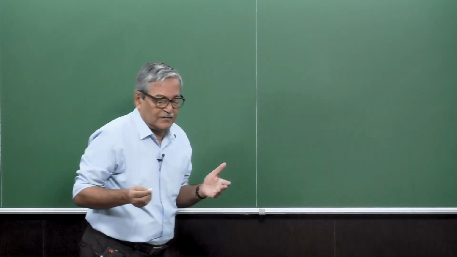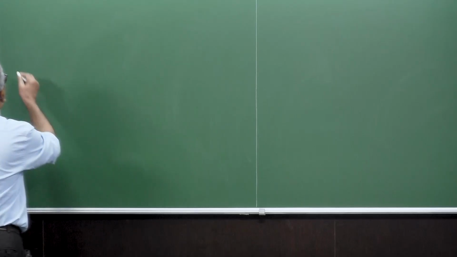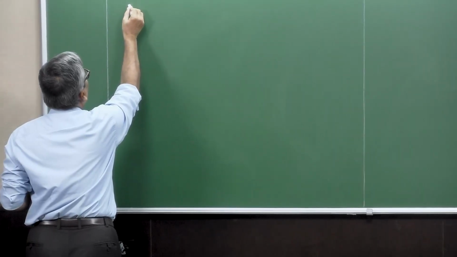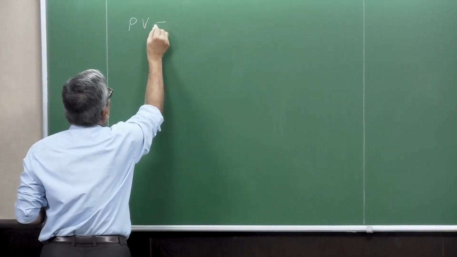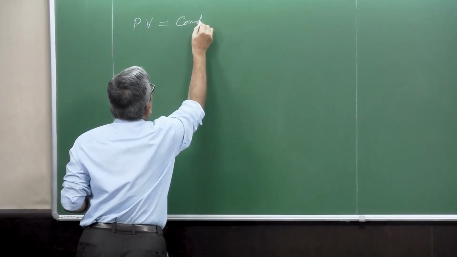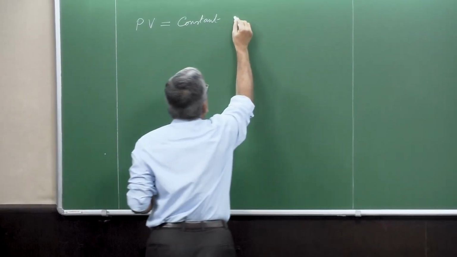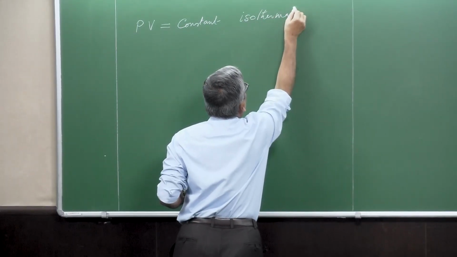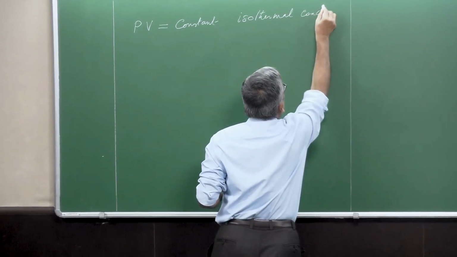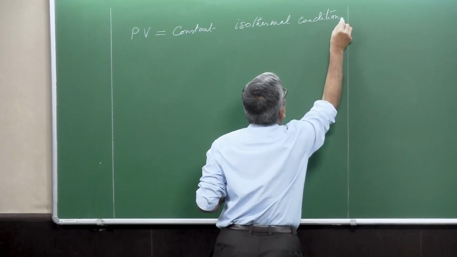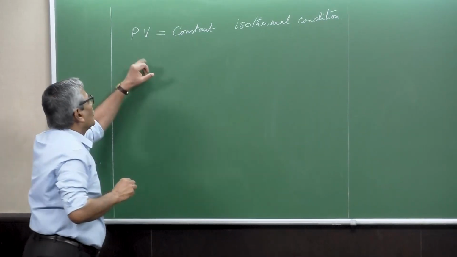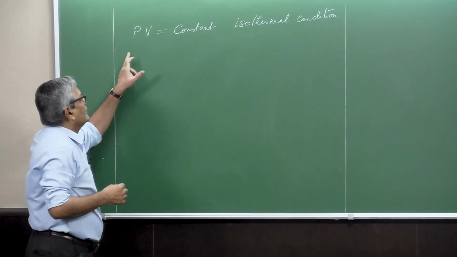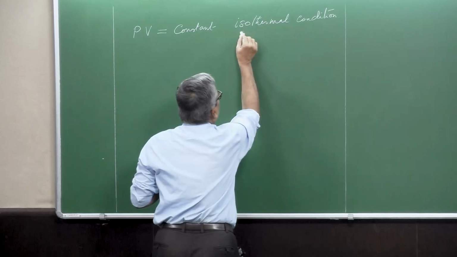We know that in the case of isothermal condition, you get the relation PV equal to constant under isothermal condition. You know that almost from your school days, and that is a very important defining relation, Boyle's law. But that is in isothermal condition.